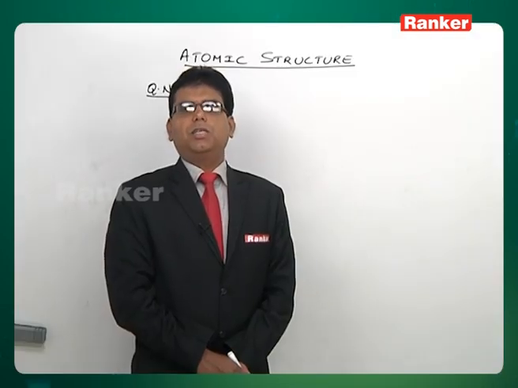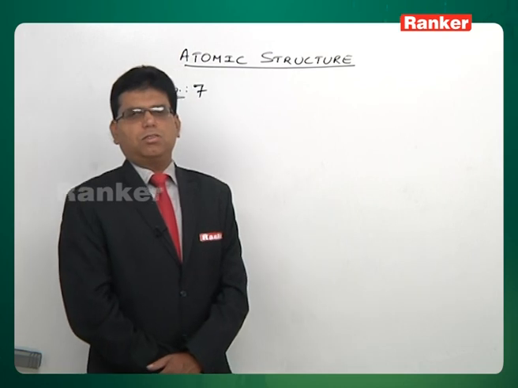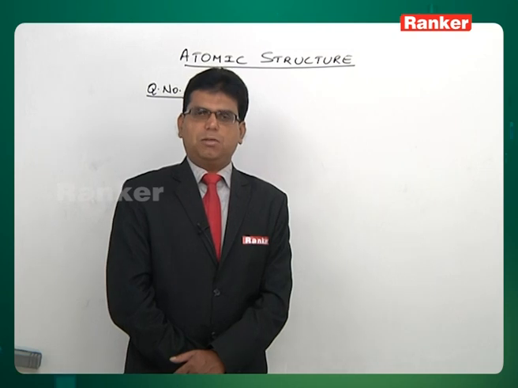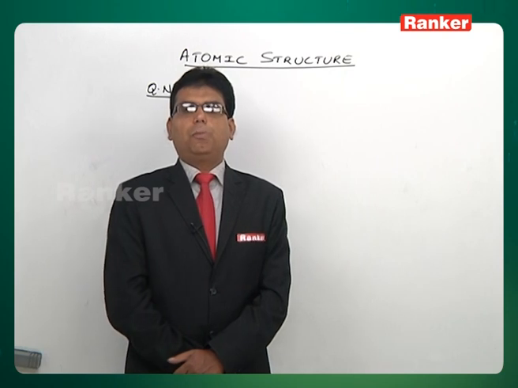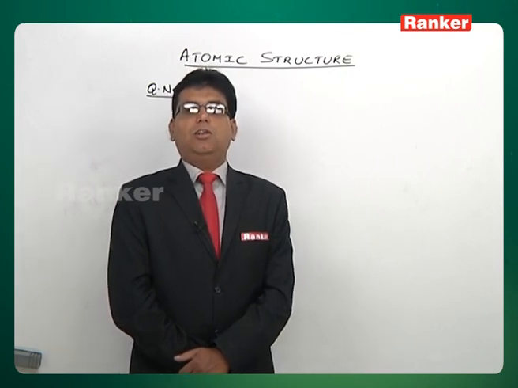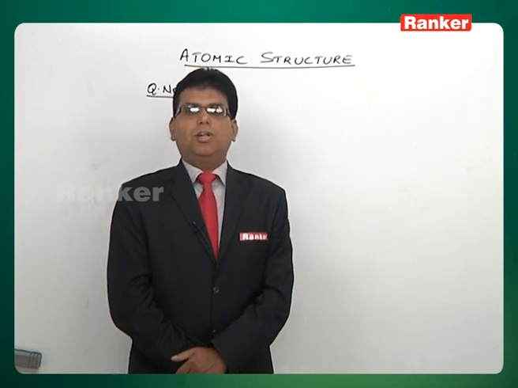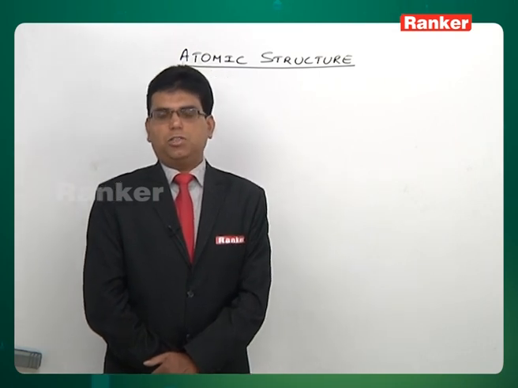Now let's move on to question number 7. Which one of the following elements has a non-spherical orbital for the electron? Normally, by electron we mean the valence electron. Helium's configuration is 1s2, so the electron is in the s orbital. Boron, atomic number 5, has the configuration 1s2, 2s2, 2p1, where the p orbital is a non-spherical, dumbbell shaped orbital. Beryllium, atomic number 4, is 1s2, 2s2. The electron is in the s orbital, which is spherical.